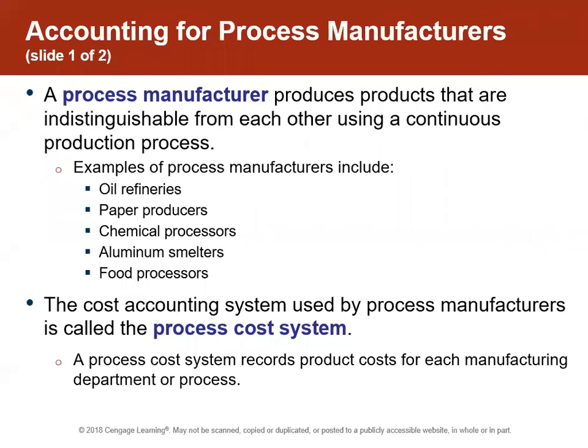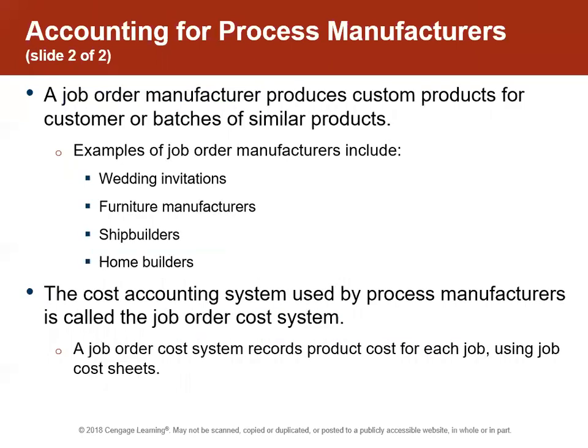Again, we kind of talked about process manufacturing. They talk about oil refineries, paper producers, chemicals, aluminum smelters, food processors. Those are just a few. Obviously, there's a lot of different items. Pretty much anything you think of that you use as a household item is probably process costing. So again, we're going to use a process cost system, looking at it through each process or each department, depending on the product.